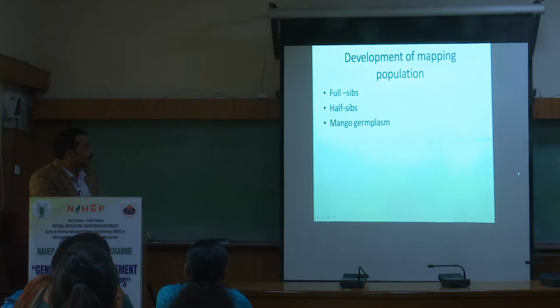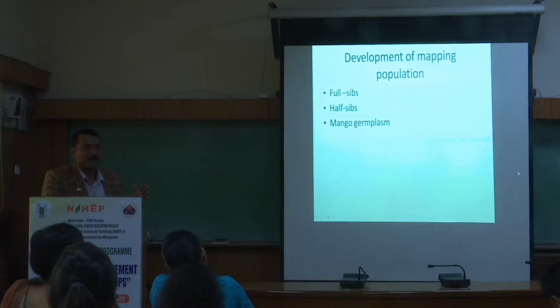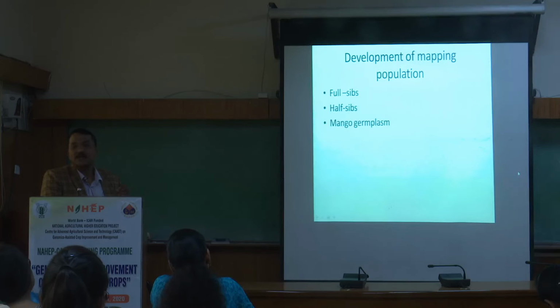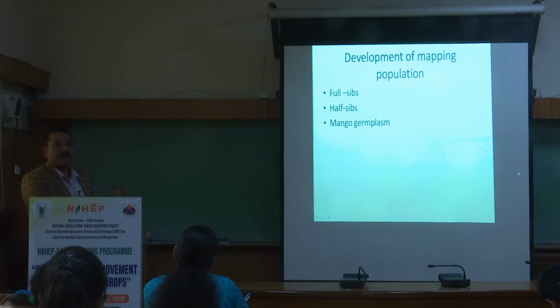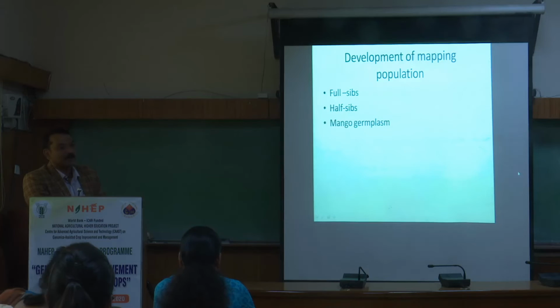Now, development of the mapping population: we have full sibs, meaning biparental progeny population of Amrapali and Sensation, and presently we have more than 250 from this cross, and around 70 from another cross. Half sib population of Mallika and Amrapali: 500 half sibs of Amrapali, and 170 from Mallika. In addition to this, we have very good exotic and indigenous mango germplasm, around 150.